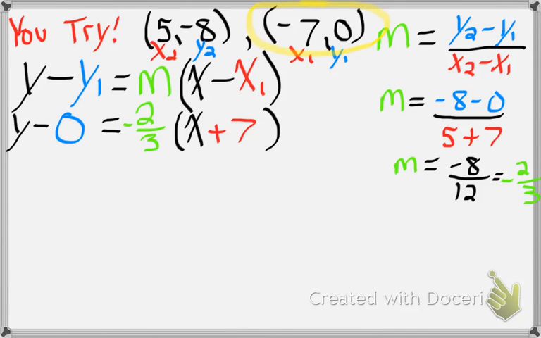Alright, plug it into point slope form. Now you just need to do the distributive property. And yes, you're going to have to use your fraction skills to help you do that. And by the way, I chose x1, y1. You could have chosen x2, y2. It doesn't make a difference. Choose any point. So let's distribute.